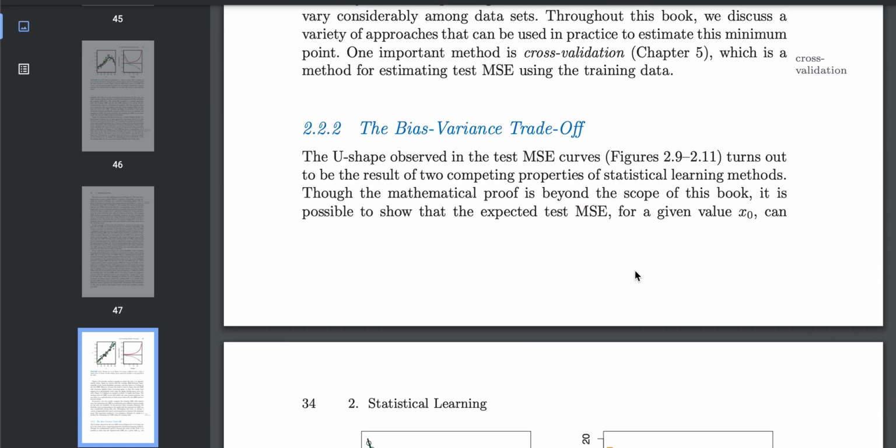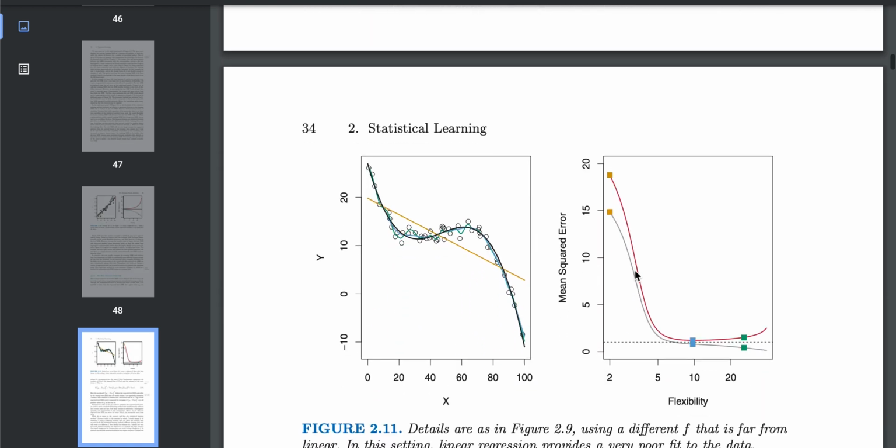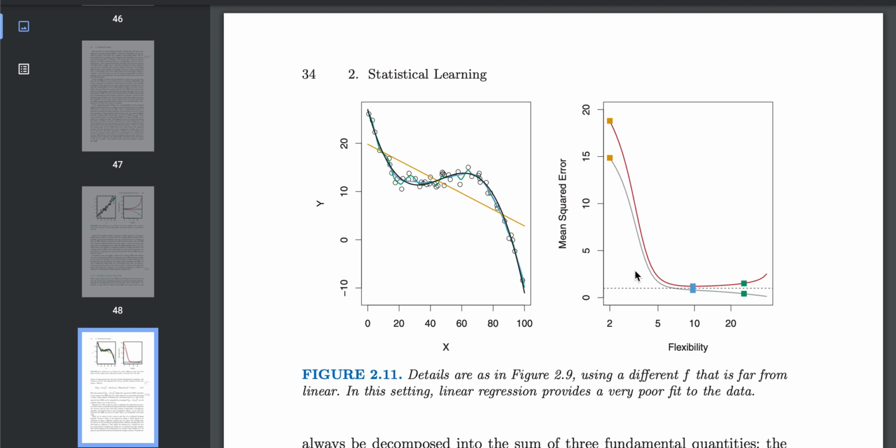Okay, so today we will talk about the bias variance trade-off. You will hear about it a lot, and it's a fundamental concept important to know. This is from the ISLR book. So what is the bias variance trade-off?